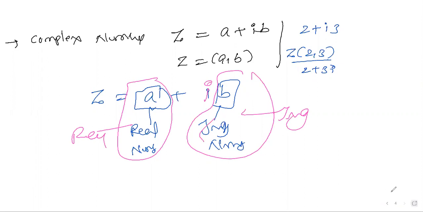Now let us move to the next thing. Z is equal to A plus iB, or I can write Z is equal to A comma B. Both are correct only. This is the complex number notation. A is real, B is imaginary. Till this, no problem.